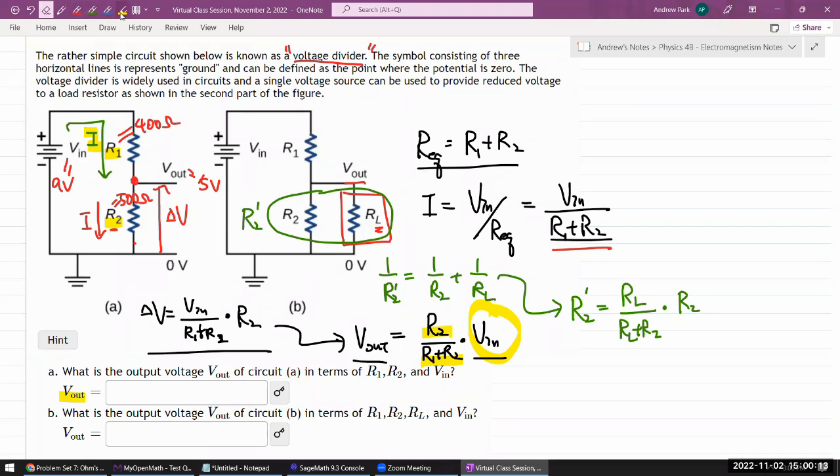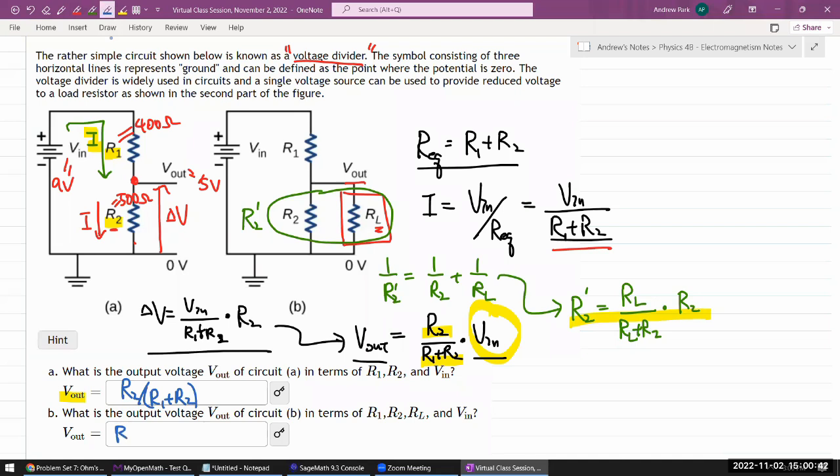So with this value of R2 prime, we can actually just reuse the rest of the stuff. Because if I'm imagining replacing this with a single resistor, then everything is back to what this was. So here the answer was R2 divided by R1 plus R2. And here, wherever I see R2, I can replace that with R2 prime.